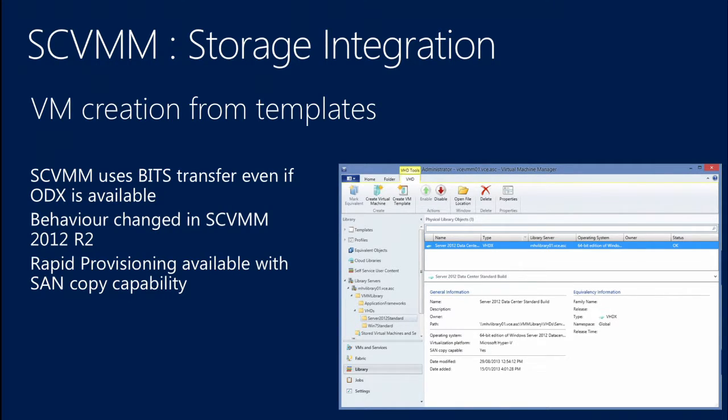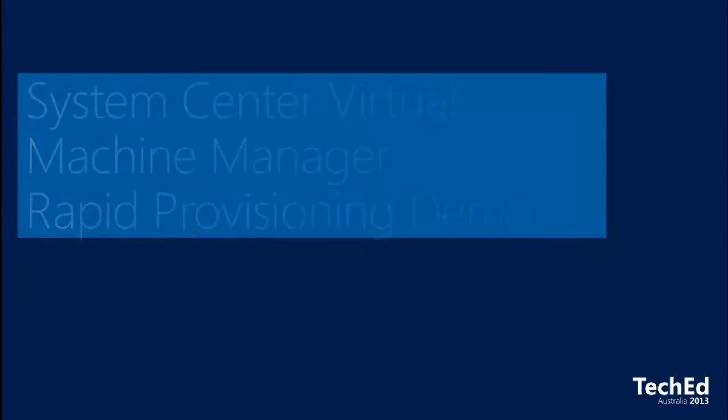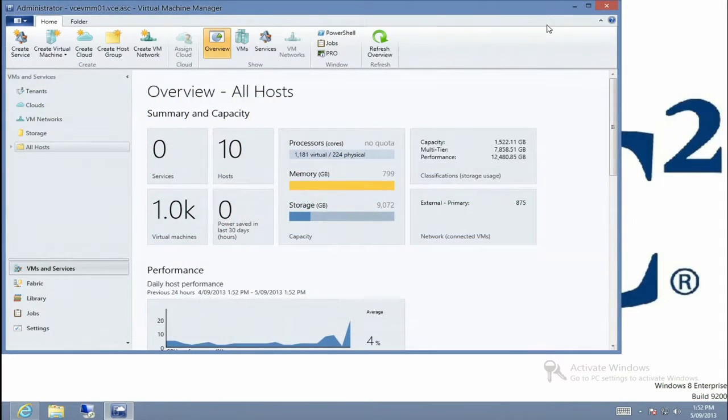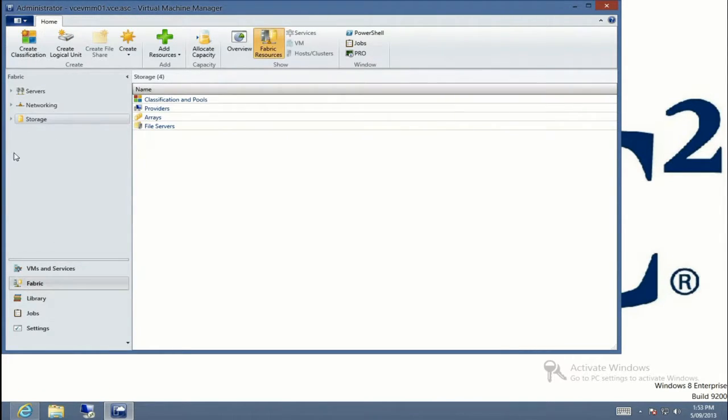But there's another really, really cool feature, and it's called rapid provisioning with SAN copy, and that's the ability of SCVMM to use array-based snapshots and clones. And this is a really good use case for development environments. So I might have developers that want a VM temporarily copied and do some work on it. I just want it instantly, and I don't want to keep it around a long time. Great use case for this type of technology.